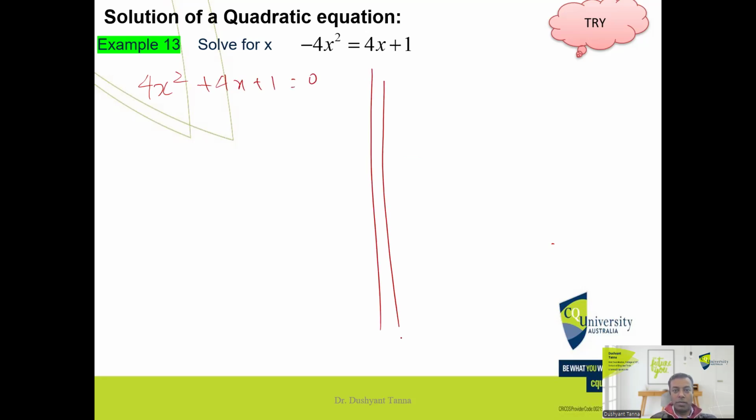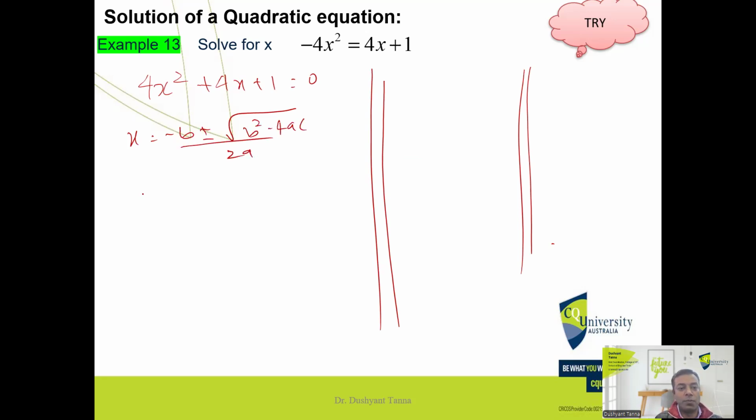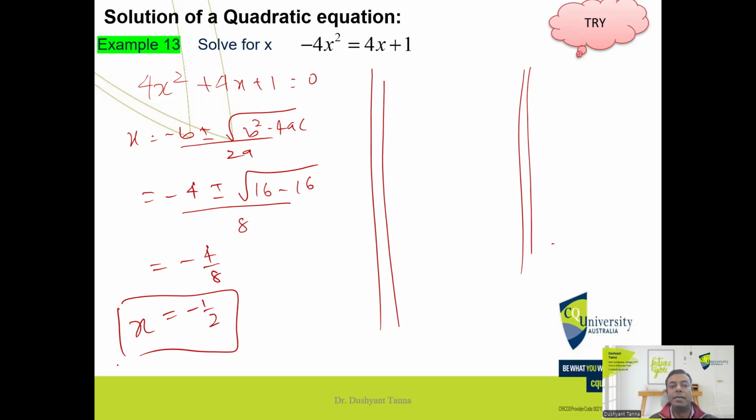You could do it with both methods, or in fact, three methods. First, our regular method: x is equal to minus b plus or minus the square root of b squared minus 4ac, over 2a. Minus 4 plus or minus the square root of 16 minus 16, over 8. So minus 4 over 8, or minus half. x is equal to minus half.